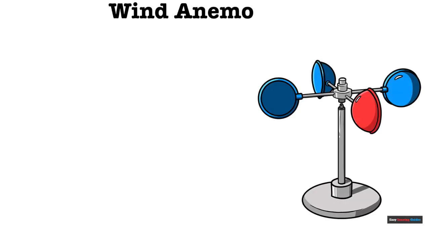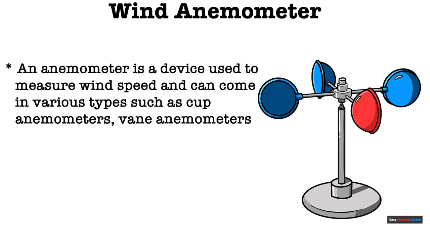Next is anemometer. An anemometer is a device used to measure wind speed and can come in various types such as cup anemometer, vane anemometer, and sonic anemometer. Cup anemometers have rotating cups that measure wind speed while vane anemometers determine wind direction.